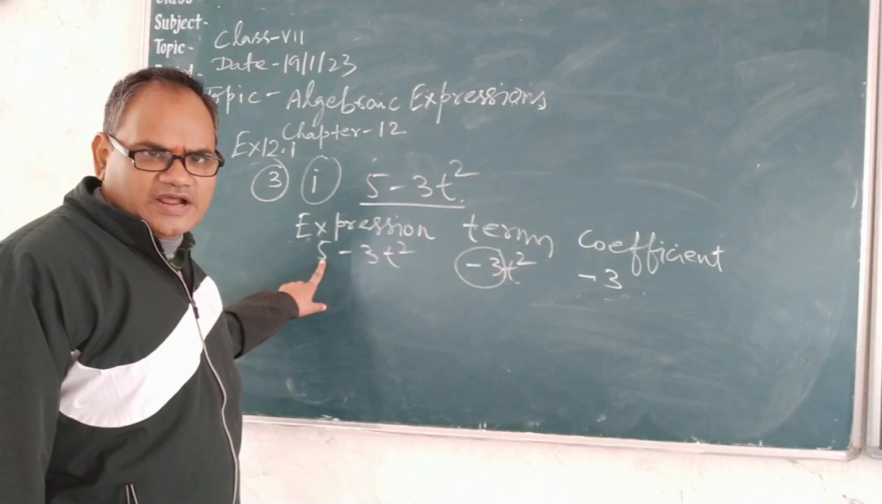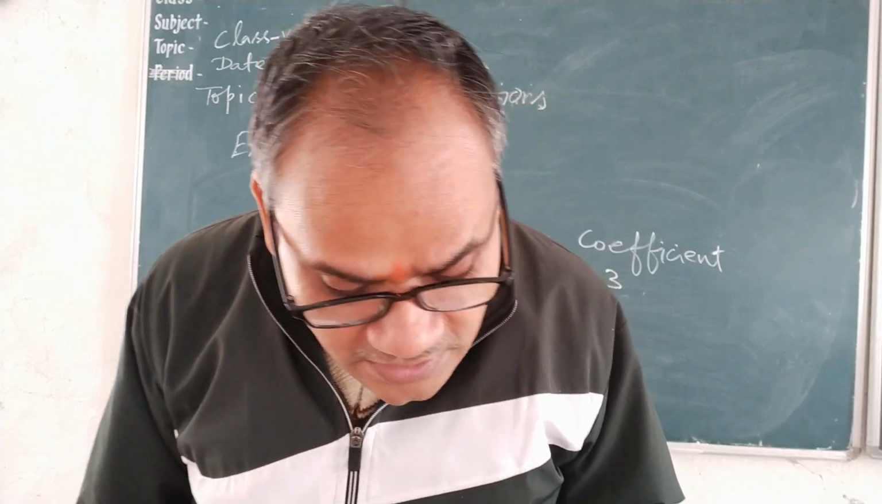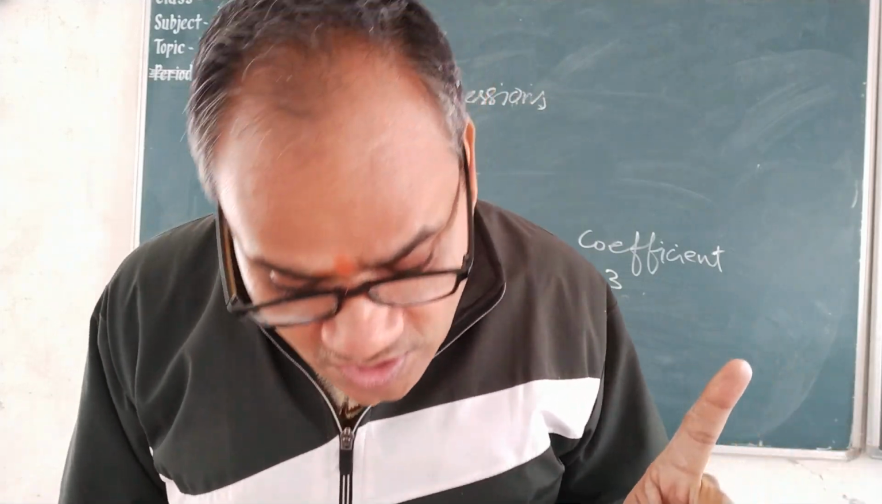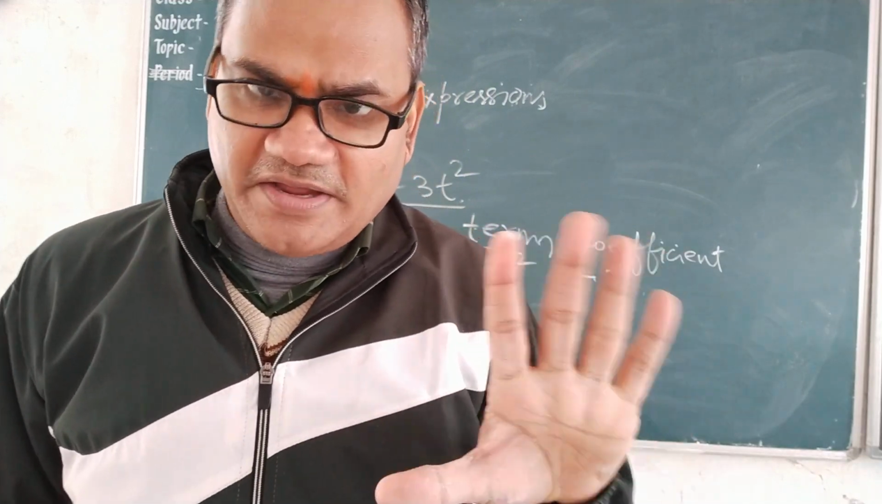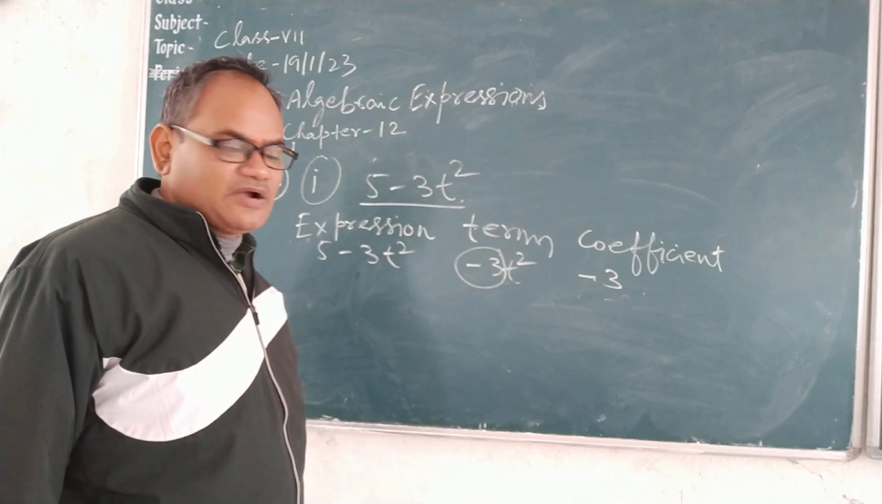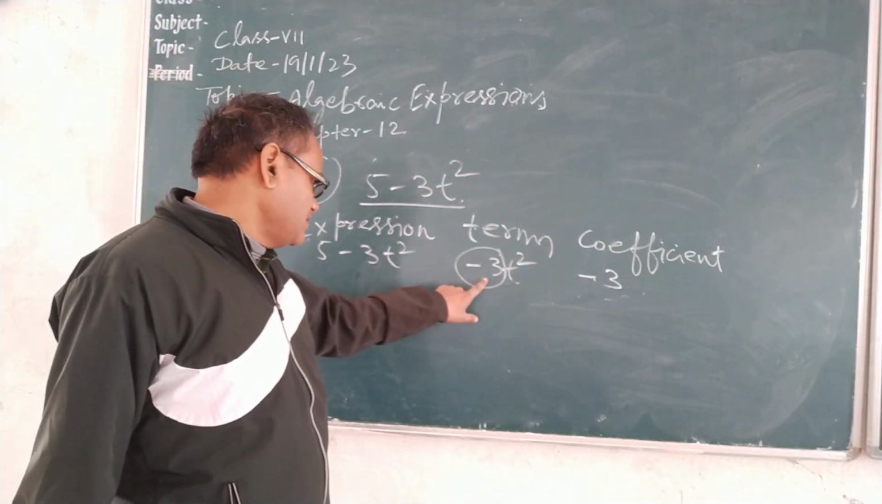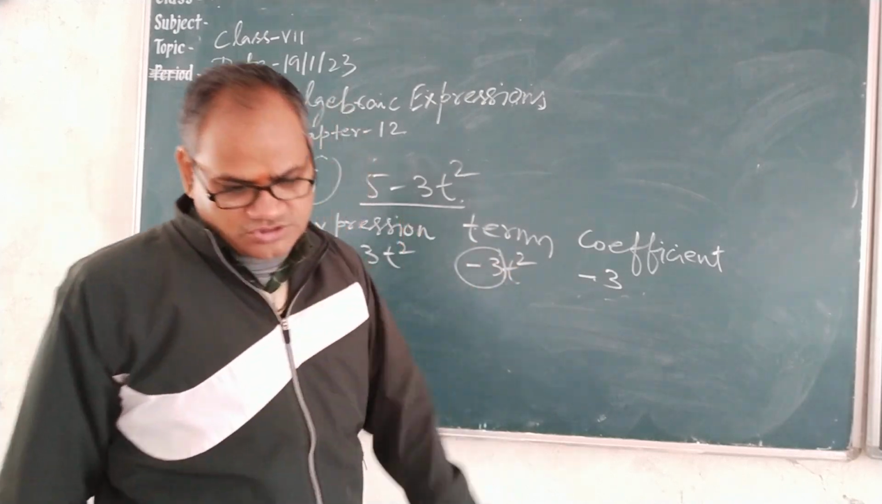This you should not write because, according to the question, you have to write the numerical coefficients of the terms other than constant. Means constant you have to avoid. So this is constant. This you should not write in the terms. Then what do you write only? Minus 3t square. And what is the coefficient of minus 3t square? Minus 3.